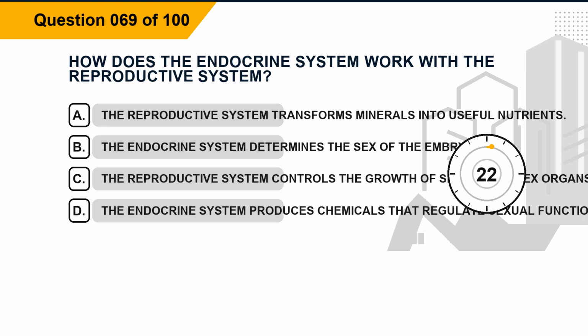Question 69. How does the endocrine system work with the reproductive system? Option A, the reproductive system transforms minerals into useful nutrients. Option B, the endocrine system determines the sex of the embryo. Option C, the reproductive system controls the growth of secondary sex organs. Option D, the endocrine system produces chemicals that regulate sexual functions.